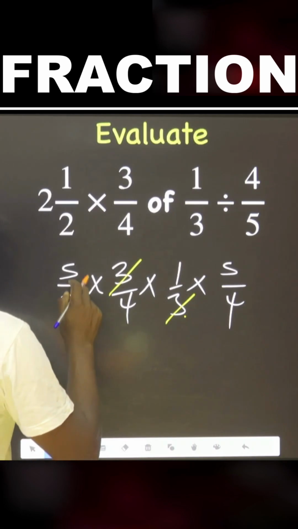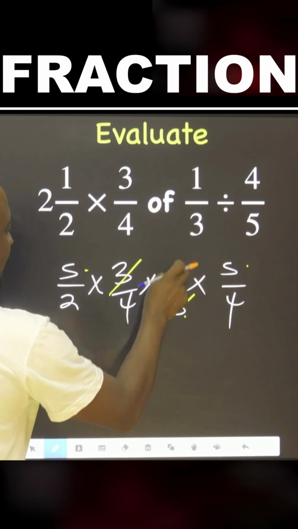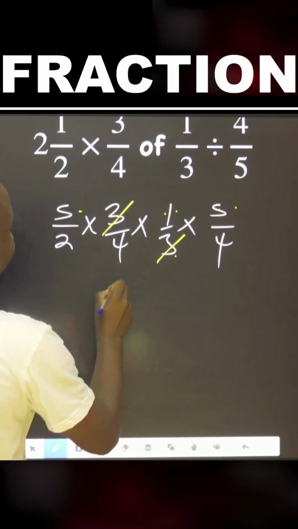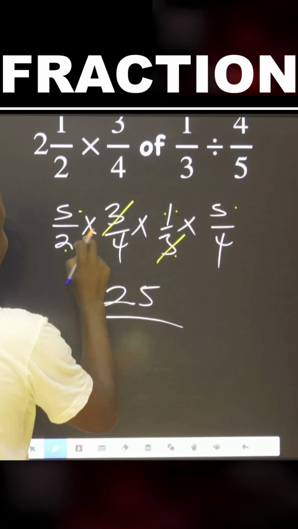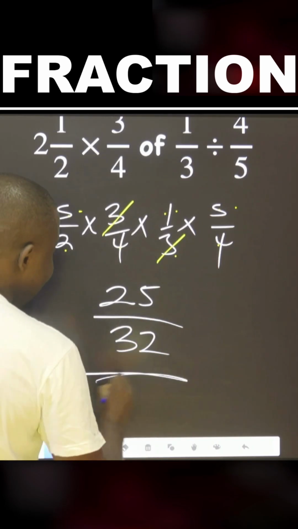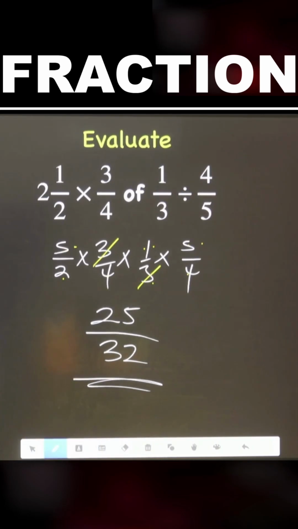What is remaining now is 5 and this. That is 25. This time, this is 25. This time, this is 8. That is 2. So this is the answer. Just few steps. Okay?